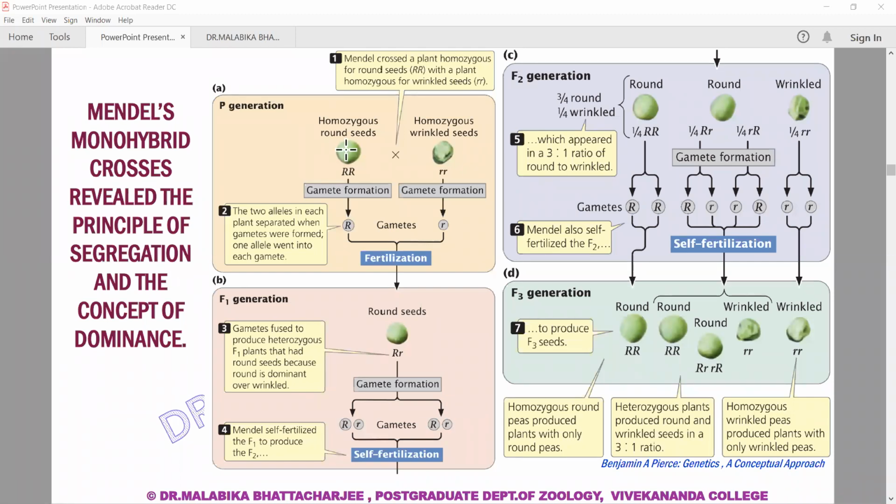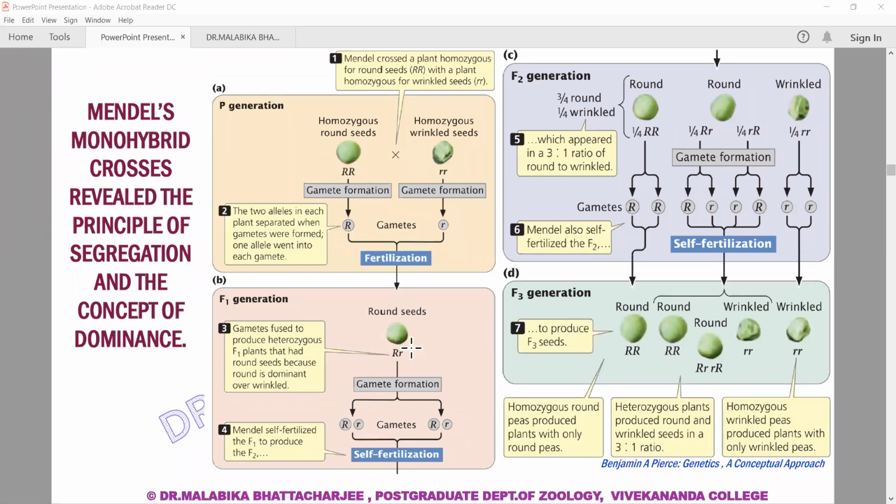There is no phenotypic expression of these characters in this particular F1 generation. That means the round character is completely masking the wrinkled character. So round is dominant over wrinkled, and thus capital R represents the dominant allele and the small r represents the recessive allele. So these were some very vital considerations that came up from Mendel's monohybrid experiment.